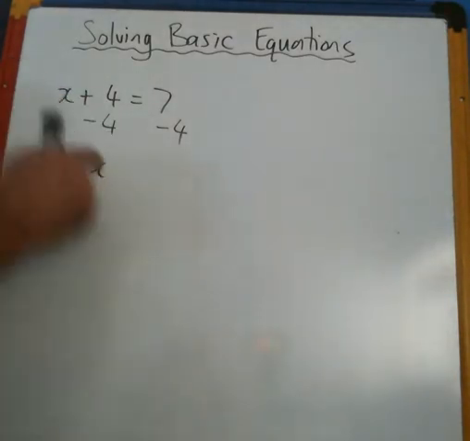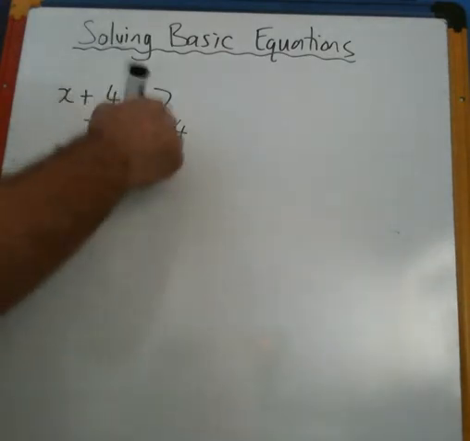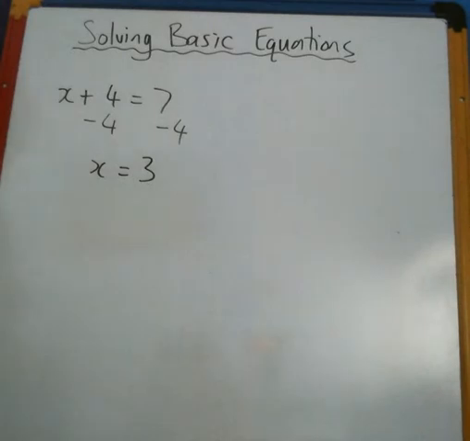x stays there. 4 take away 4 is 0. It's gone. 7 take away 4 is 3. Now you can see that x is 3 just by looking at it, but the important bit is this process.